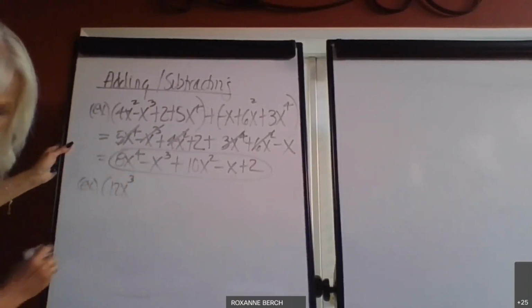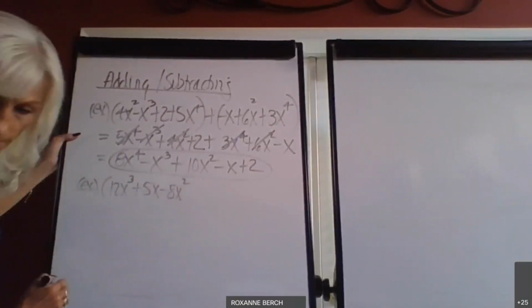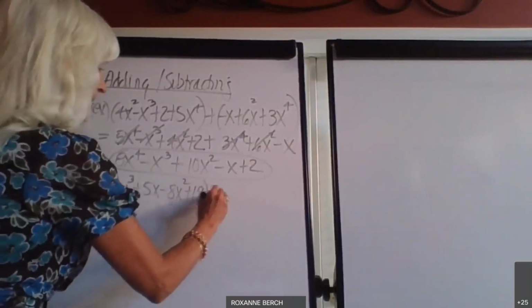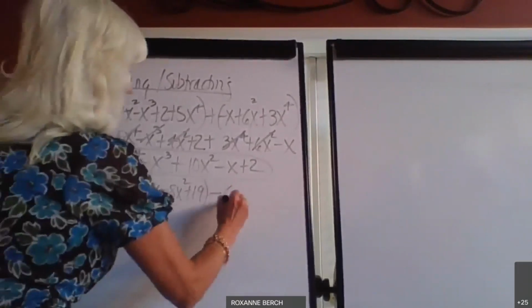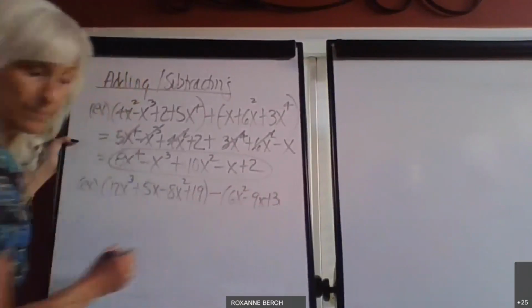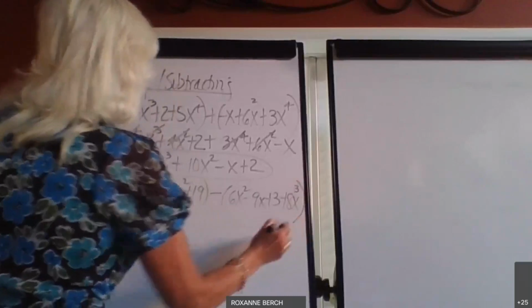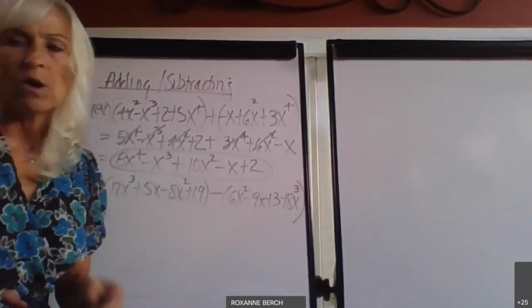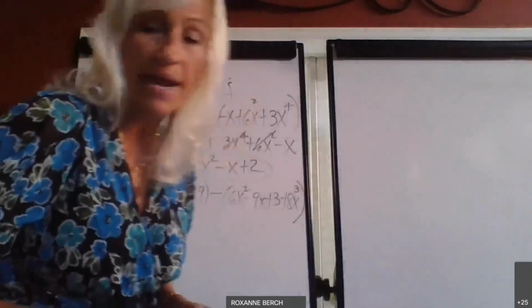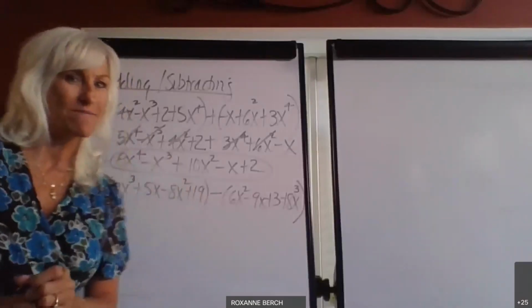This is 12x cubed plus 5x minus 8x squared plus 19 minus 6x squared minus 9x plus 3 minus 18x cubed. Wow, it's long. So you tell me, what do you think is going to be a common mistake? Maybe they don't distribute the negative. Okay, but you're not going to be one of those people, right? You're going to distribute the negative, right?